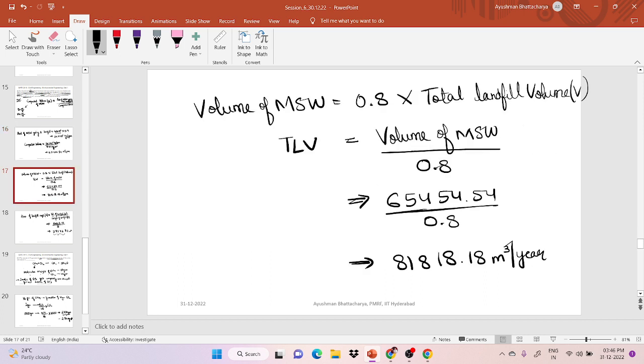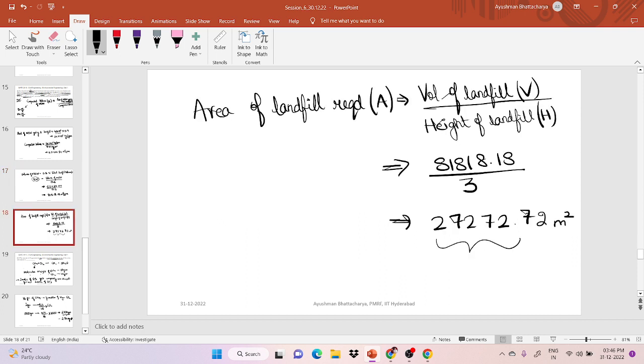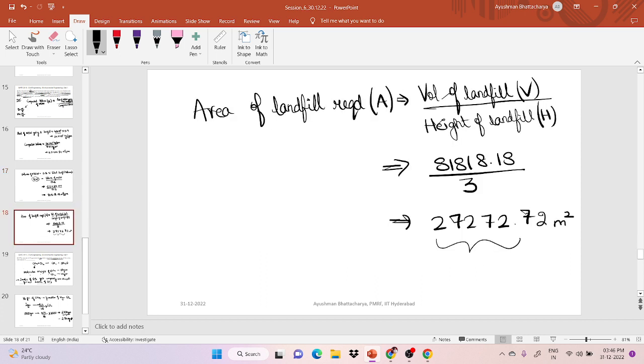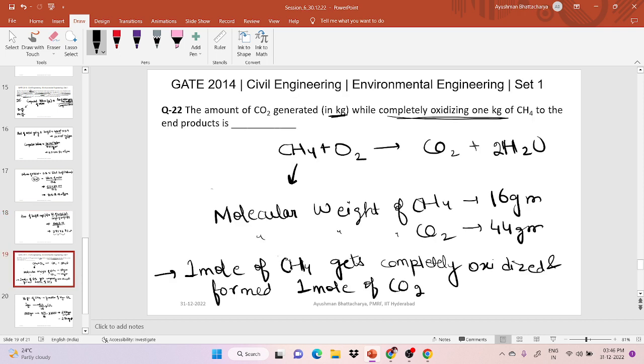Then in the question it was written that the total landfill volume is filled with 80% municipal solid waste. So we can write the volume of municipal solid waste is 0.8 times the total landfill volume. Then here we calculated the total landfill volume. Now we have to calculate the area of the landfill, A. So how did we calculate it? The volume of the landfill divided by the height of the landfill, and this way we calculated the landfill area. Okay, so now coming to the next question.